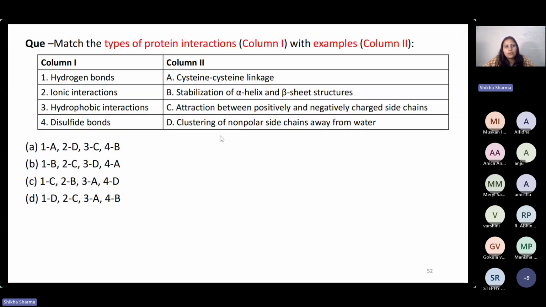Let's discuss this question. In column 1 we have the type of protein interactions, and in column 2 we have the examples. So: hydrogen bond, ionic interaction, hydrophobic interaction, and disulfide bonds. In column 2 we have different examples of these bonds, like cysteine linkage. B is stabilization of alpha helix and beta sheet structure. C is attraction between positively and negatively charged side chains, and D is clustering of non-polar side chains away from water.